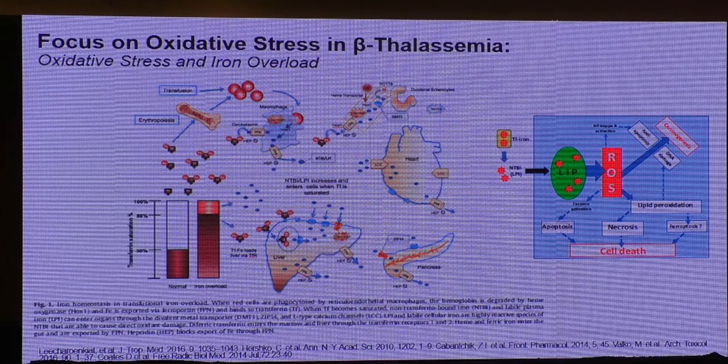So iron overload-induced oxidative stress is the most commonly seen form of oxidative stress. However, there are different mechanisms by which it develops, not only as a result of iron overload, and it's found all throughout the pathophysiology of the disease itself.